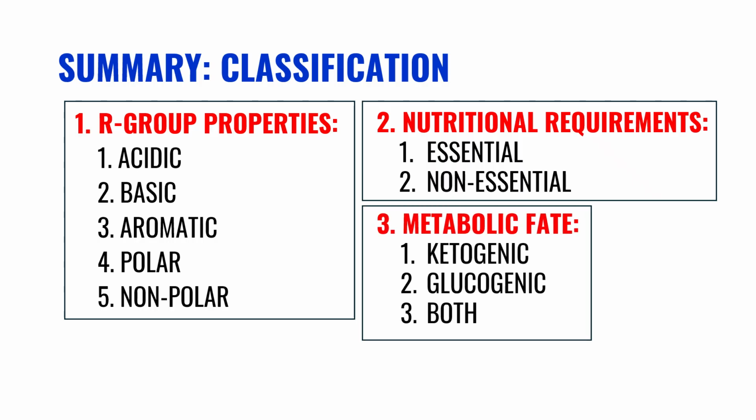The third category is based on metabolic fate. There are 2 amino acids which are strictly ketogenic. There are 13 amino acids which are strictly glucogenic, and there are 5 amino acids which have properties of being both ketogenic and glucogenic.